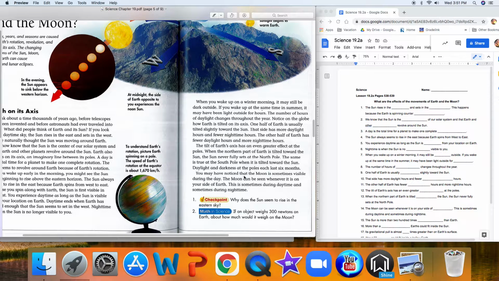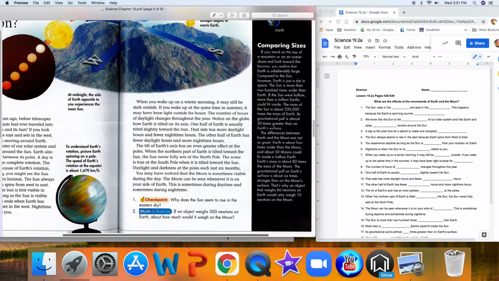You may have noticed that the moon is sometimes visible during the day. The moon can be seen whenever it is on your side of the earth. This is sometimes during the day and sometimes during the night. And we'll talk more about the revolutions of the moon as we continue to work our way through the last part of this lesson with solar and lunar eclipses.